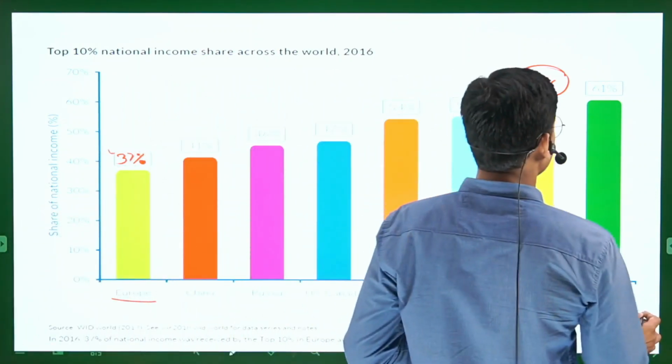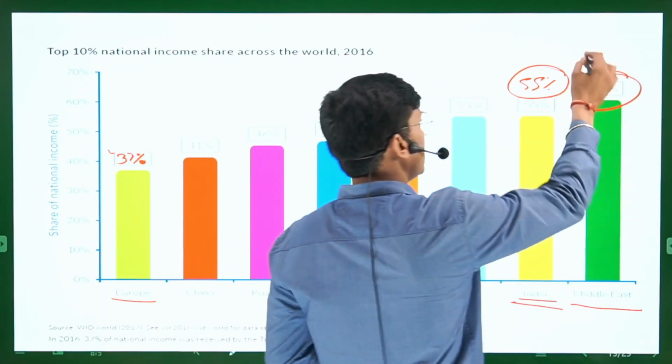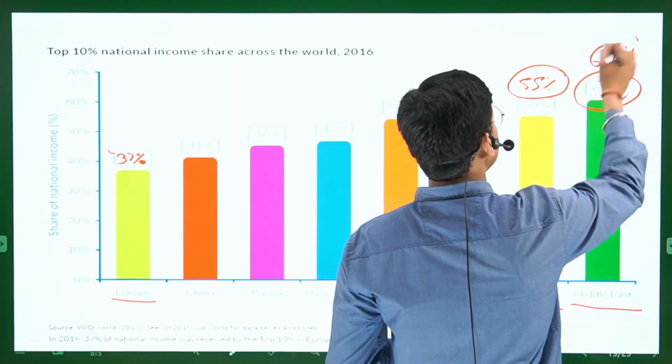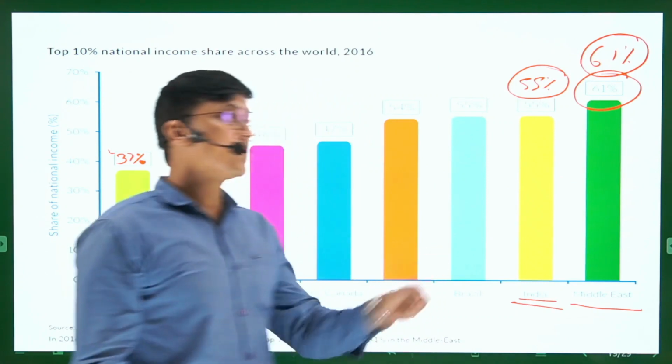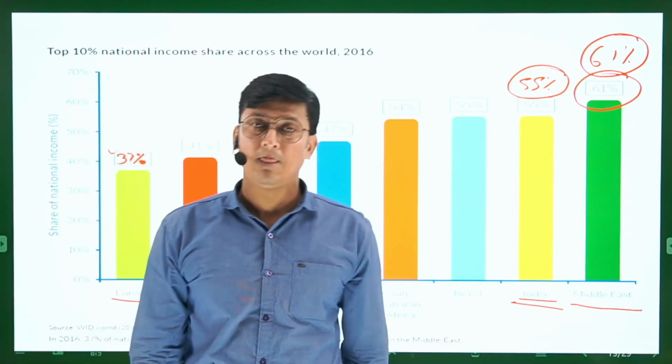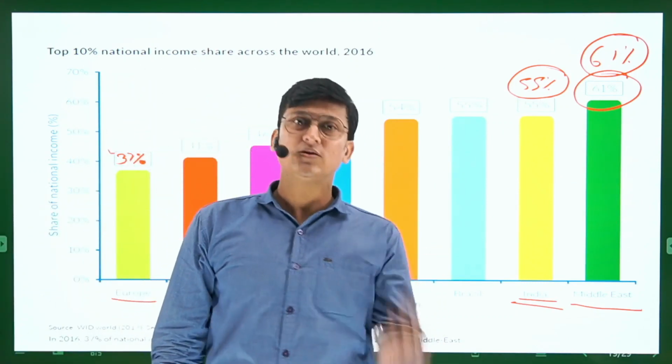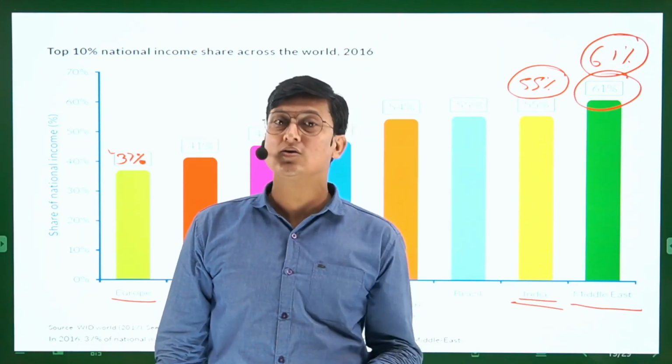What is in the Middle East? It is 61%. In the Middle East, it is 61%. Means the 10% people of the Middle East are earning 61% of their economy. Is it inclusive growth? No, sir, it is not inclusive growth.